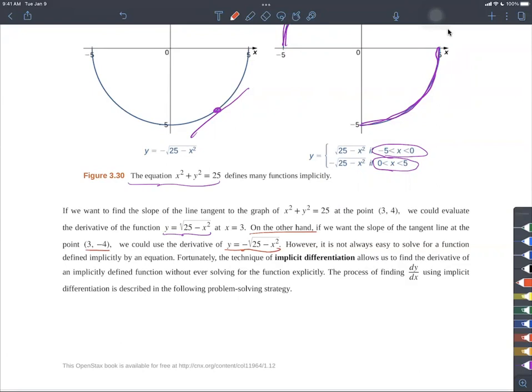However, it is not always easy to solve for a function defined implicitly by an equation. Fortunately, the technique of implicit differentiation allows us to find the derivative of an implicitly defined function without ever solving for the function explicitly. The process of finding dy dx using implicit differentiation is described in the following problem-solving strategy.